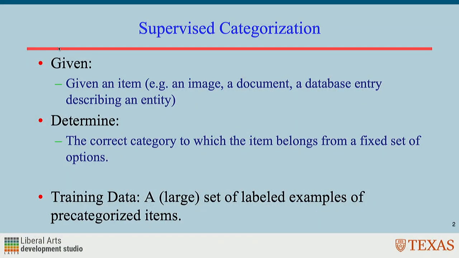Okay, so as Adam talked about last week, a lot of machine learning works in this framework of supervised categorization, where you're given some item like an image or a document or a database entry to describe some entity, and you want to determine what the correct category it's in from a fixed set of options. And he used the example of spam filtering. I actually independently came up with a similar example that I'll talk about later. And you learn to do this classification by training on usually a very large set of labeled examples that have been pre-categorized, so that you can learn to do this task of slotting some example into a category.